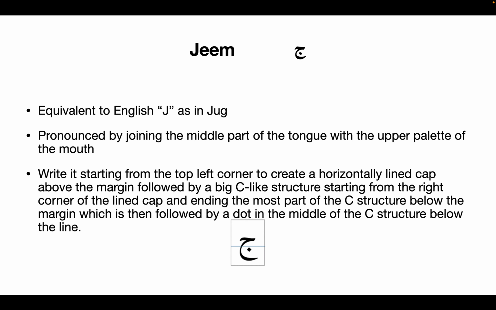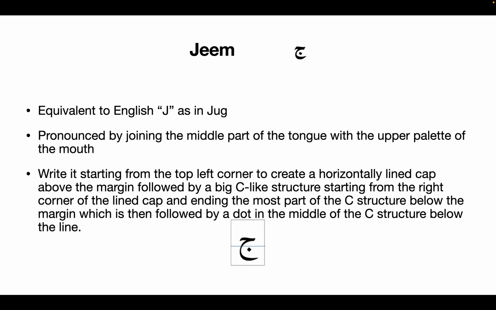It might not be difficult for English speakers, but for other speakers there might be a variety of the sound J. So I would like to tell you that the sound is pronounced by touching the middle part of the tongue to the upper palate of the mouth. If you try to touch the middle part of the tongue to the upper palate and produce the strong sound of J, you will be able to get the sound. So J, Jeem.